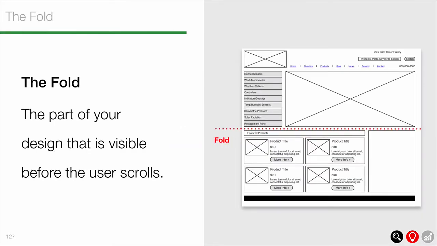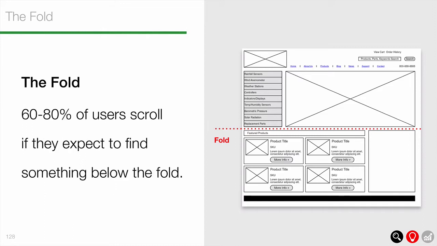So the fold, you're probably really familiar with the fold, and the fold is all about the part of your design that's visible before the user scrolls, and it's really important to think about the fold whenever you're designing your digital product and service. And I think 60 to 80% of users scroll if they expect to find something below, but what you find is that the more users scroll, the less engaged they actually become as they go down the page.